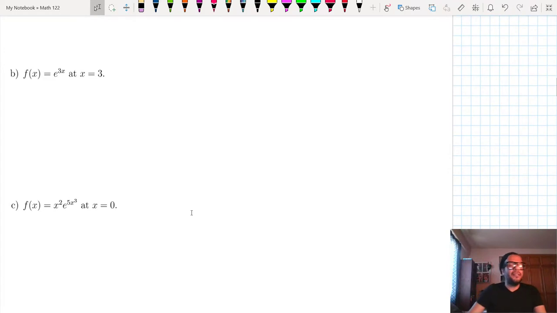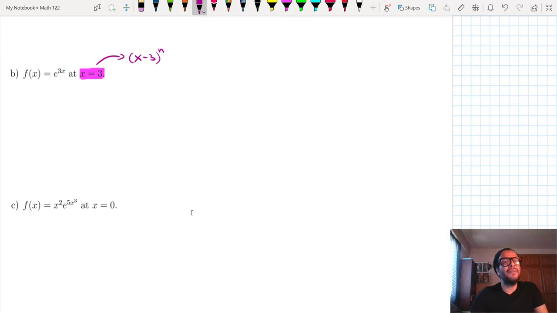Letter B. Okay, yes, it seems really easy, and it is. However, you need to be careful when it comes to a function that is centered other than 0. Careful here. Now the function is this. We want the series representation centered at x equals 3. This means that our series will have some x minus 3 to the nth power.